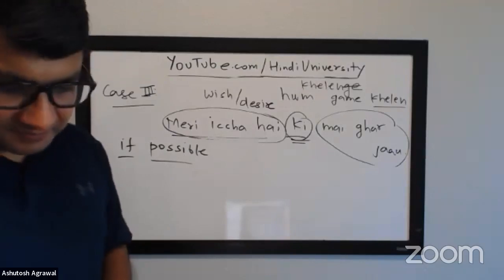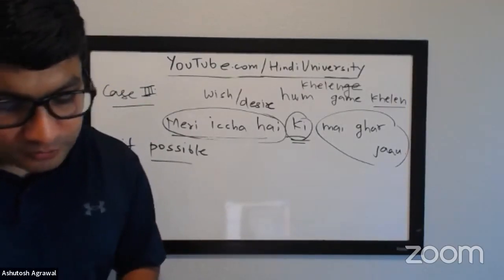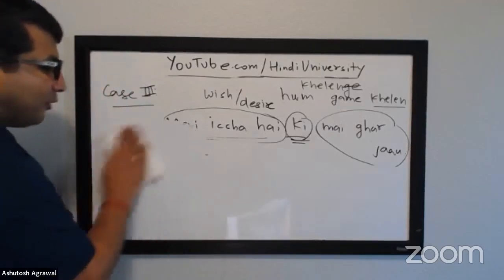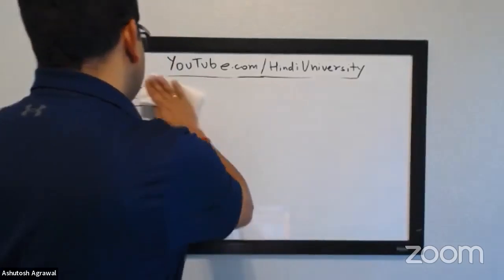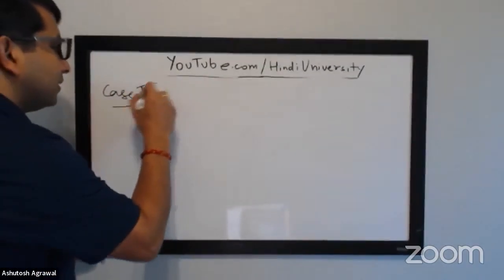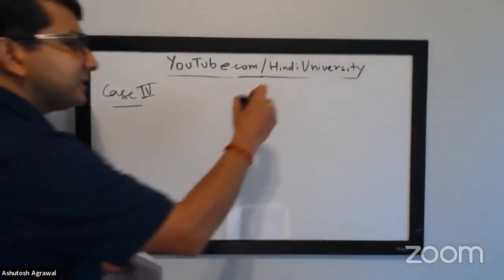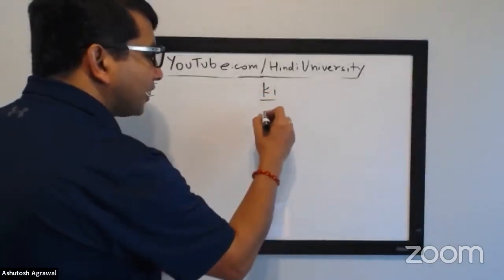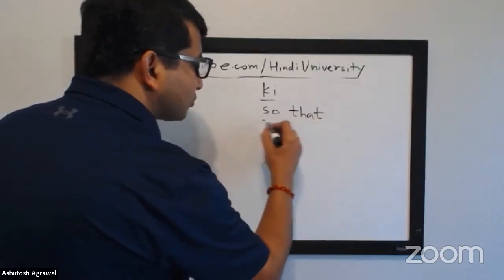Three things we've done. Okay, now we'll move to the fourth one. Hopefully everyone is following. If not, please do ask questions. Now case number four, which is basically like key, where you want to have so that. Just like key was a conjunction, you have so that. What is so that in Hindi?